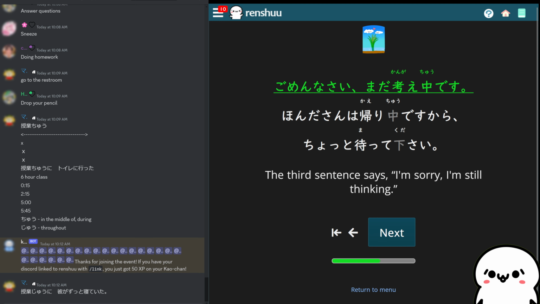Let's look at a few more examples. Again, if someone asks you, hey, do you want to go to the party next week? Or are you going to join? What about this job? Are you going to take this job? You're still thinking about it. You say, ごめんなさい。まだ考え中です. Again, it can be used to describe a situation. Sorry, I'm still thinking. I'm in the middle of thinking about it.